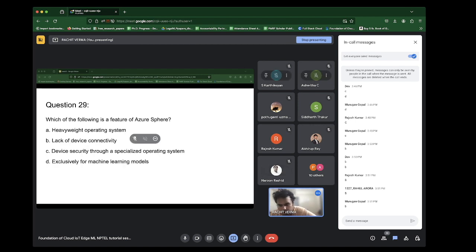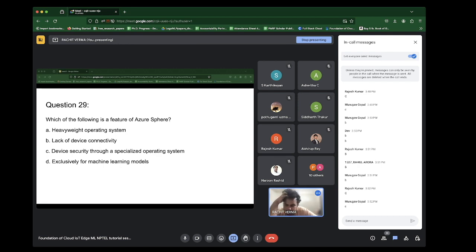So which of the following is a feature of Azure Sphere? Is it A, heavyweight operating system? Is it B, lack of device connectivity? Is it C, device security through a specialized operating system? Or is it D, exclusively for machine learning models? C? Okay, fine. So yeah, C is the correct answer.